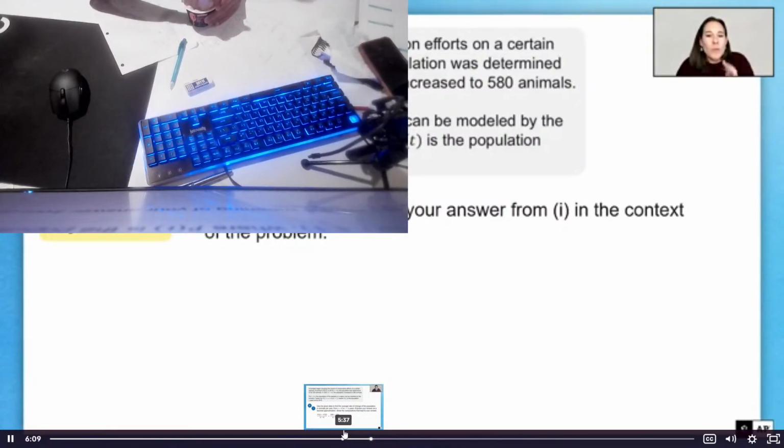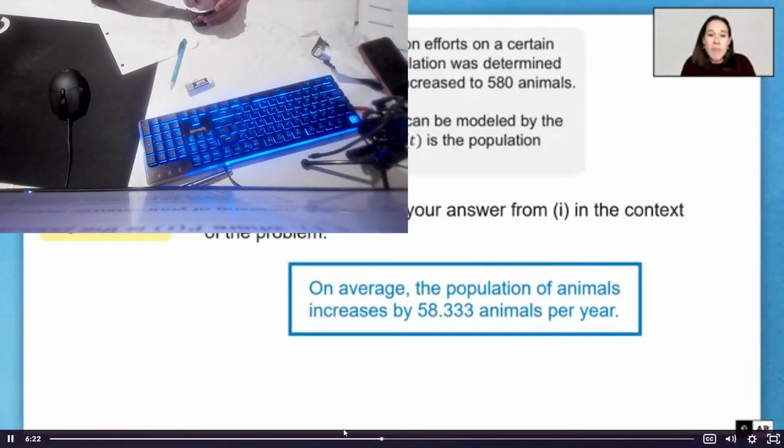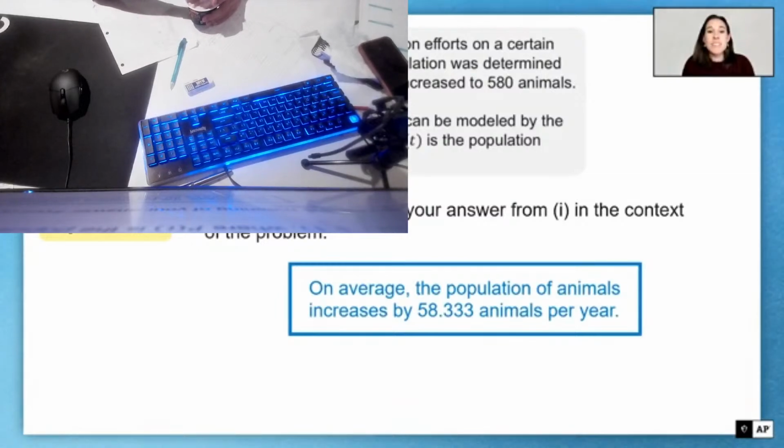So Jamil said, what we're really doing is a change in the output over a change in the input. And the output values are animals, and the input value is time in years. So what I have here is that on average, the population of animals increases by 58.333 animals per year.